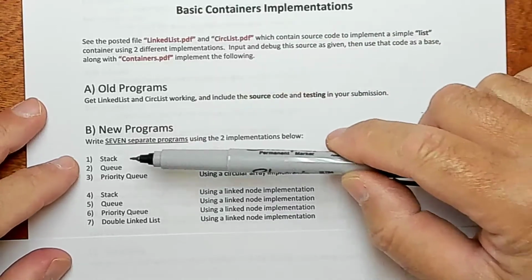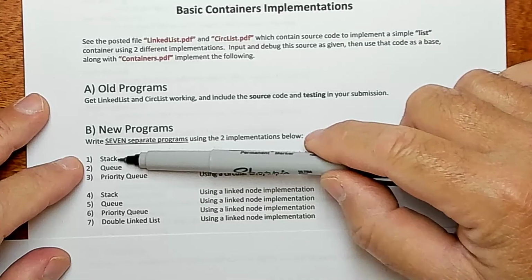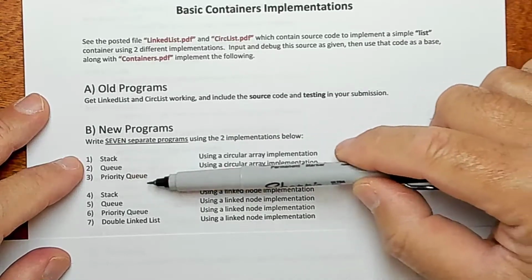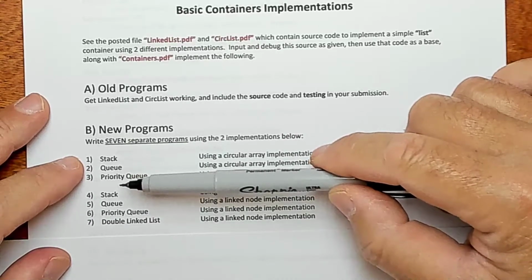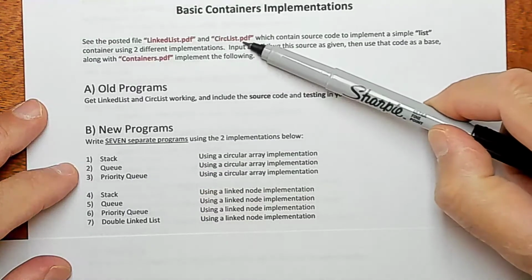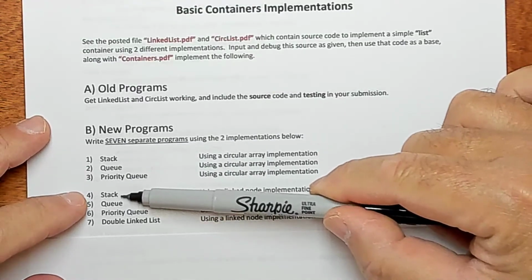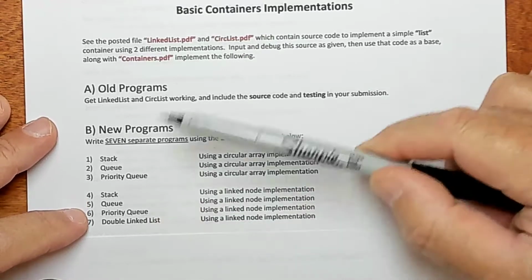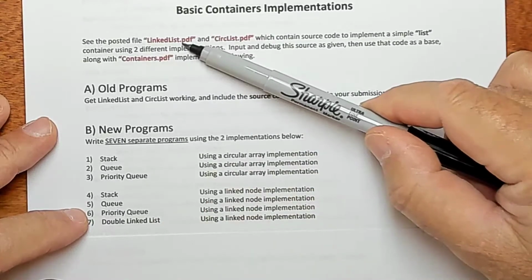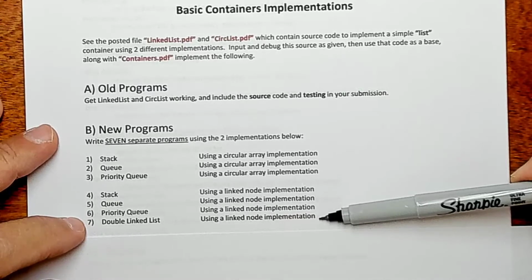So the 7 new programs I'm asking you to do are 7 new containers. So they are a stack, a queue, a priority queue, and using a circular implementation. So you'll modify the circular list PDF to produce these 3 guys. Then I'd like you to do another stack, a queue, and a priority queue using the linked list implementation. So I want you to modify the code in linked list. Then I want you to throw in a doubly linked list.